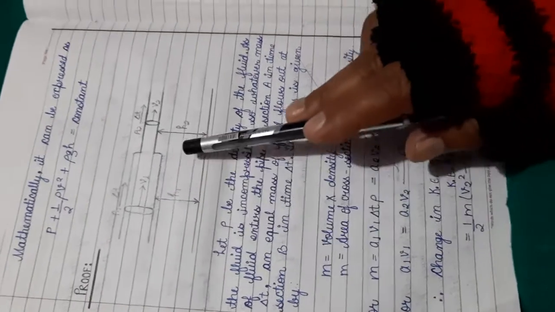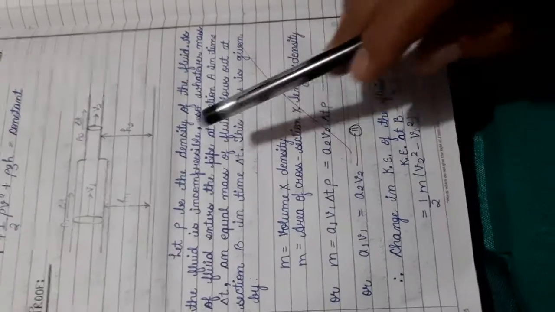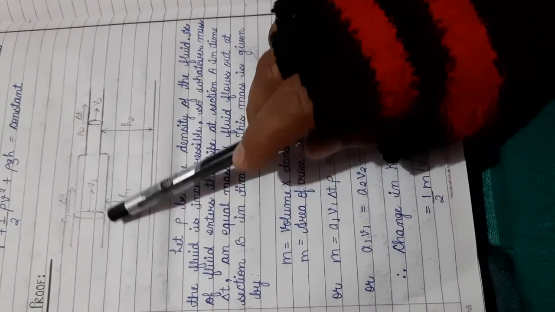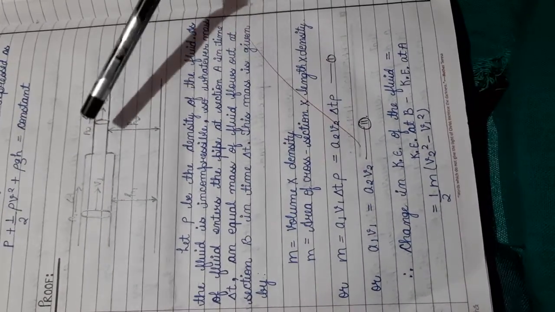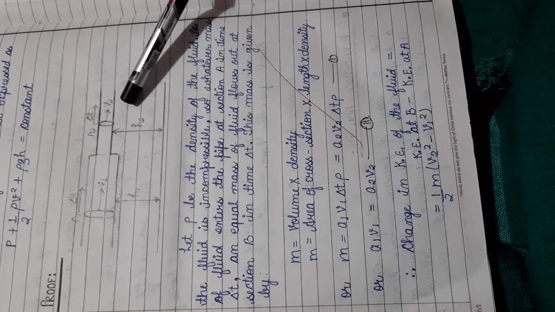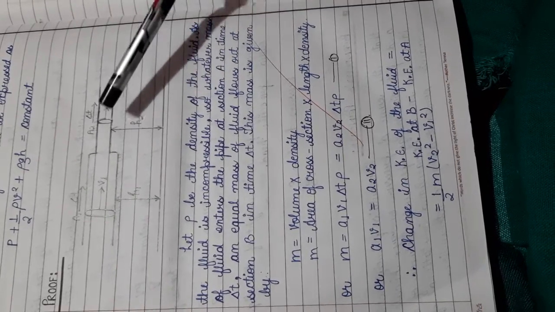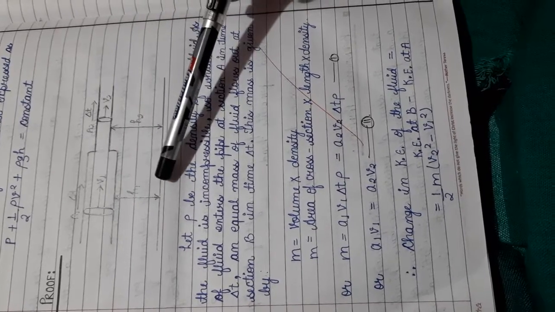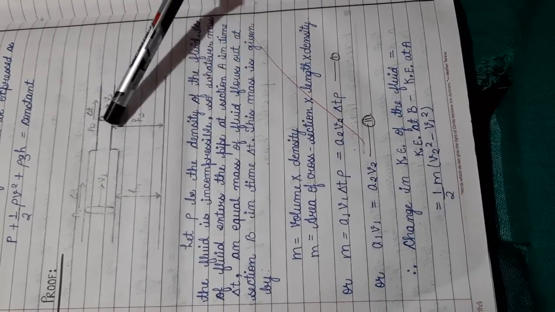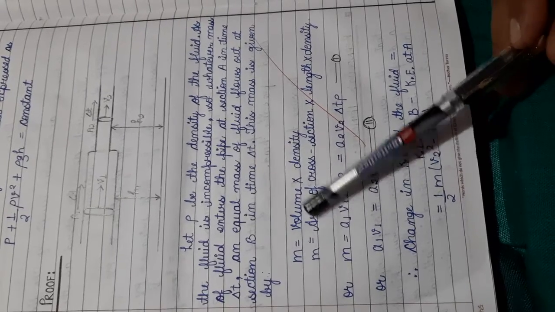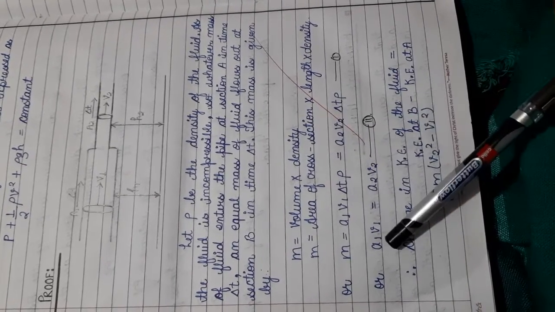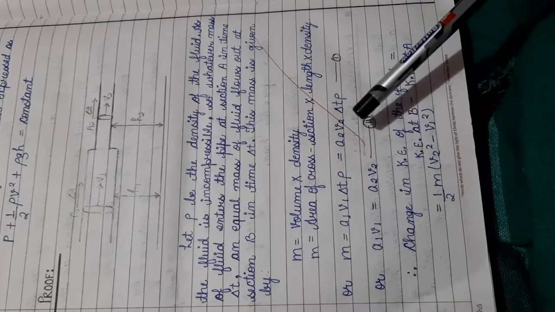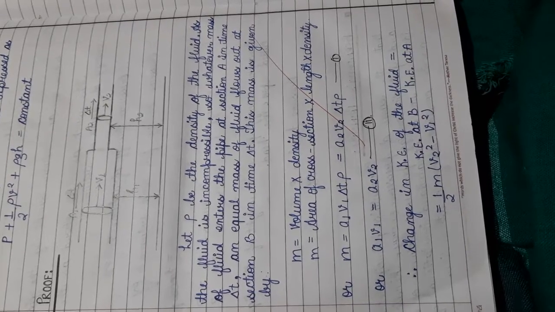So how to prove this Bernoulli's theorem? This I am telling to you. Suppose there is a varying cross-section area through which an ideal fluid is flowing. The cross-section area here is A1, here it is A2, velocity is V1, here it is V2, height from the surface is H1, here it is H2. Same way, the continuity equation: A1 V1 is equal to A2 V2. This is called equation number 1.